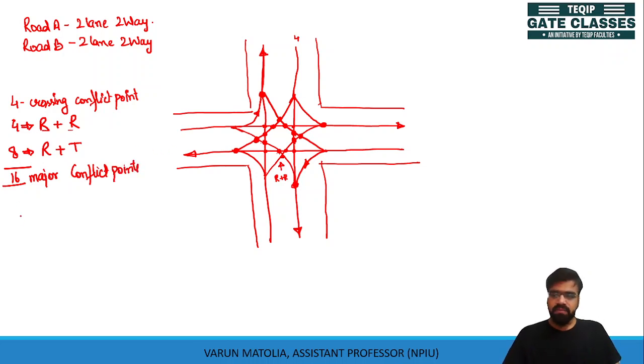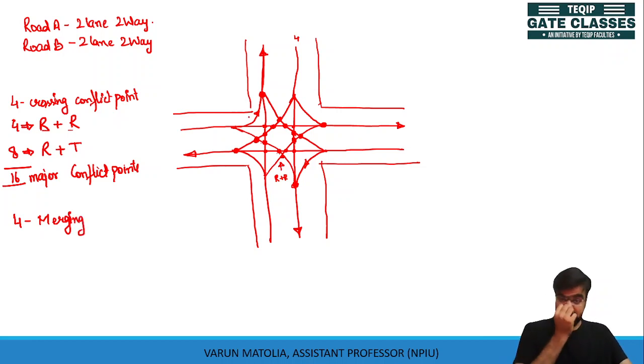Okay, so we have 4 merging conflict points. We are taking merging from both directions, like merging from this direction and merging from this direction, as the same conflict point. 4 merging, and these are the diverging conflict points. Because there is a lot of maneuvering at this position, some vehicles are trying to go straight, some vehicles are trying to go left, some vehicles are trying to go right. So we have a possible conflict here. This is a diverging conflict.